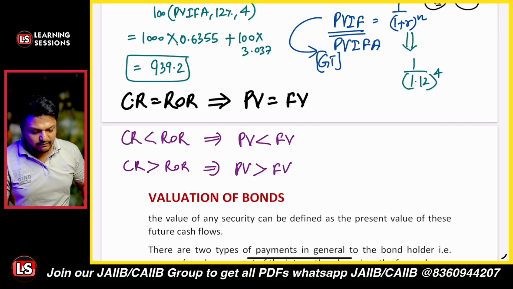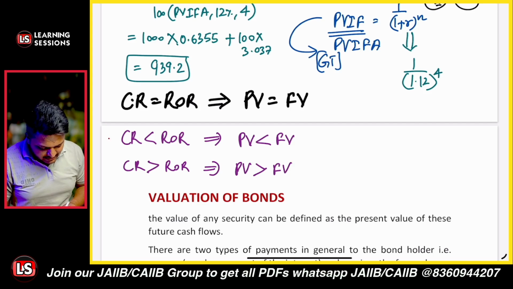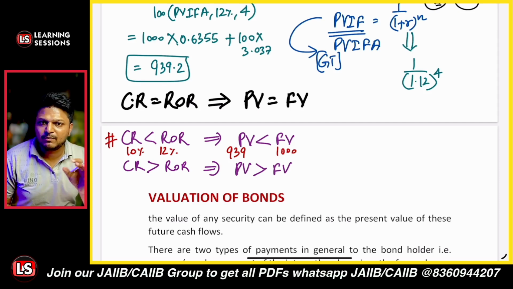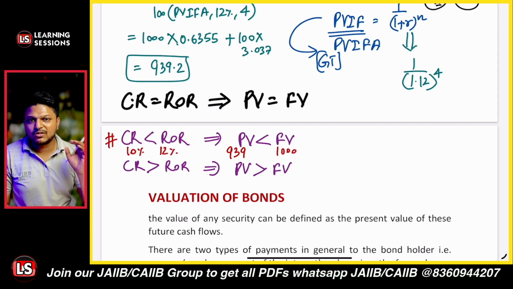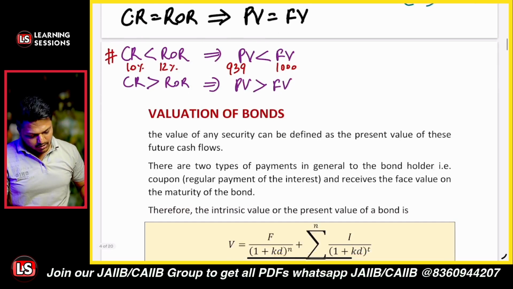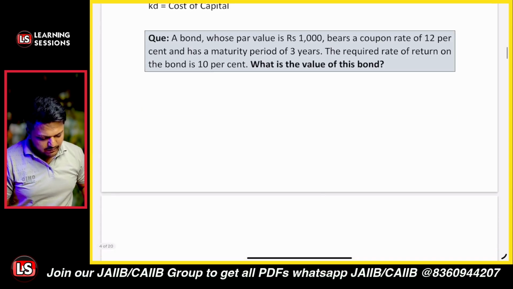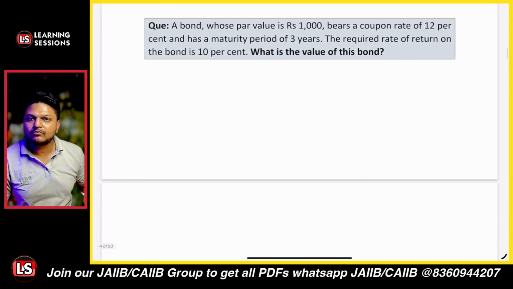Now, the question we just covered belongs to the second category. How come? The coupon rate was given to be 10%, the required rate was 12%, the present value we calculated was 939, and the face value is 1000. So I already knew that the answer would be lesser than 1000. Is that clear? This is how you can easily solve the questions. Now let's have a look at the questions. Now we'll be solving a question for the same.